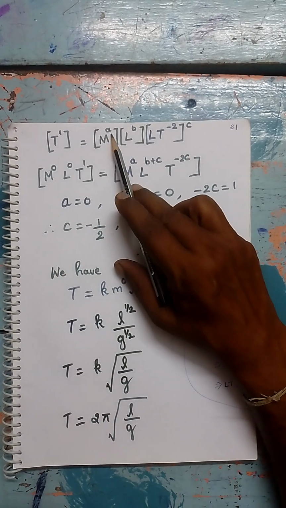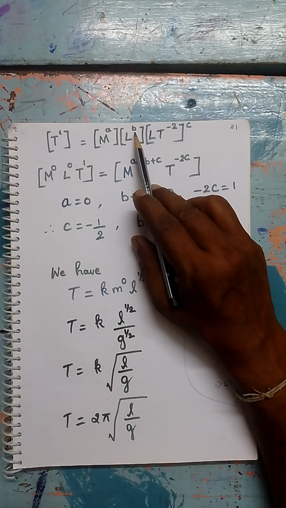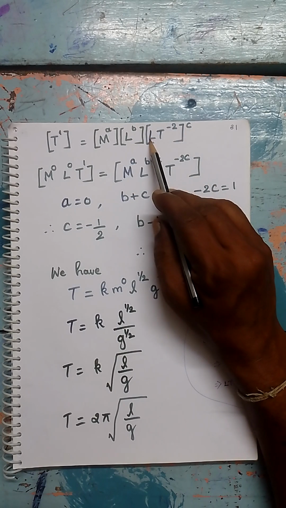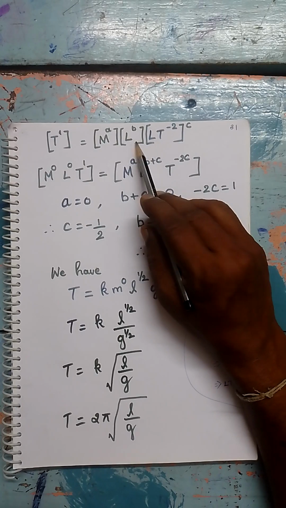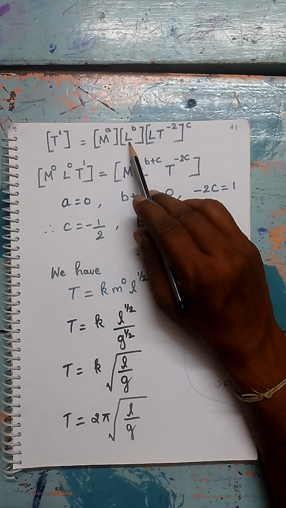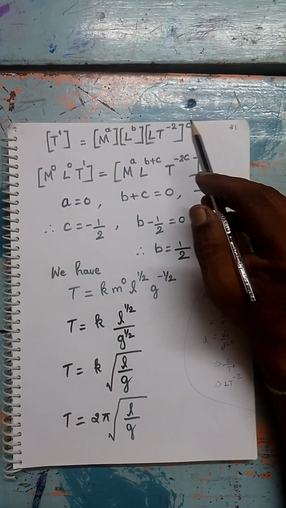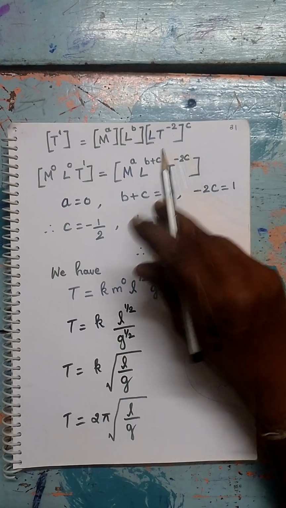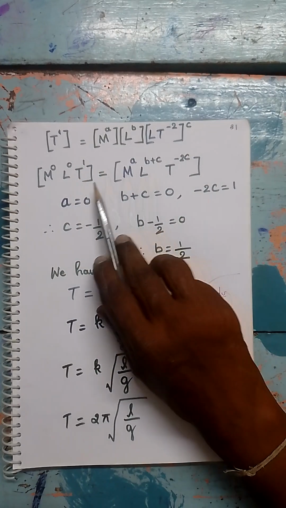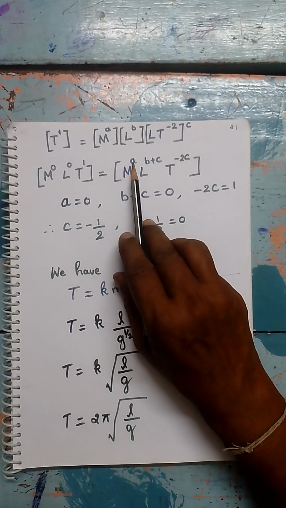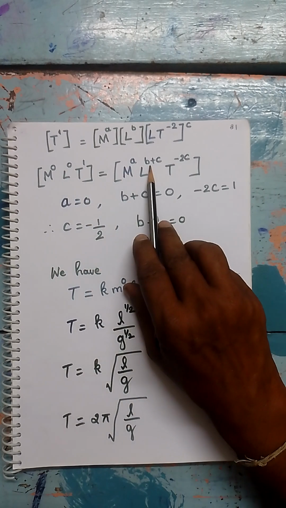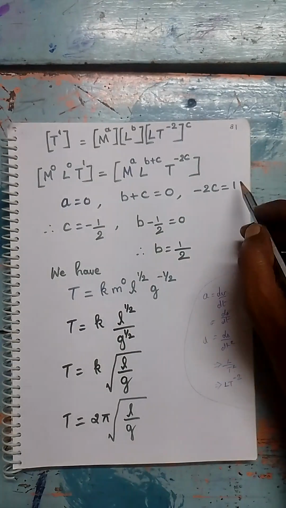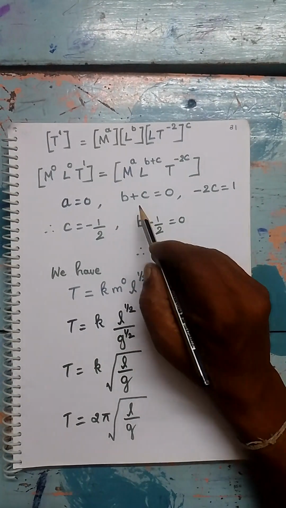On the right hand side, M power a stays as it is, here we have L power b, and here also we have L, so bring this c, so L power c. The base is equal, so powers can be added as b plus c. So L power b plus c. And then for time, minus 2 into c is minus 2c. Now both the sides are equal, therefore we can equate. The a value has to be 0, the b plus c value has to be 0, and the minus 2c value has to be 1.